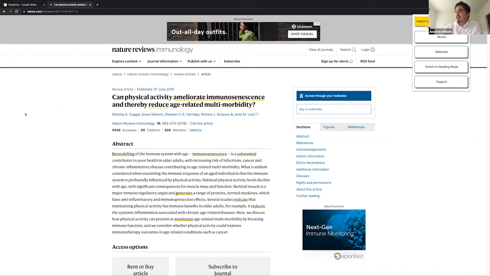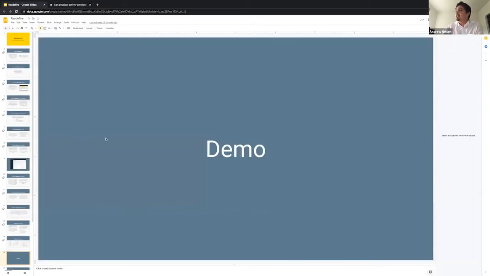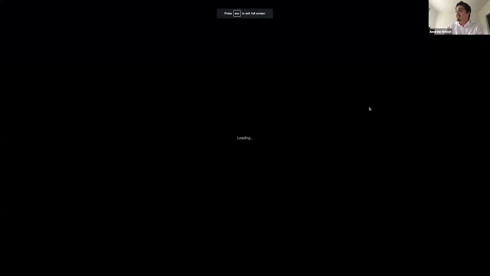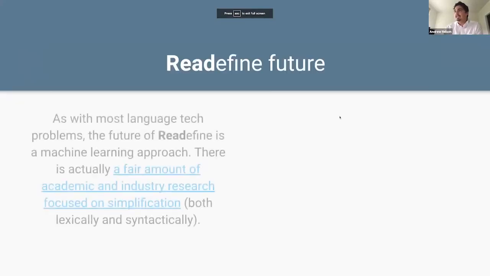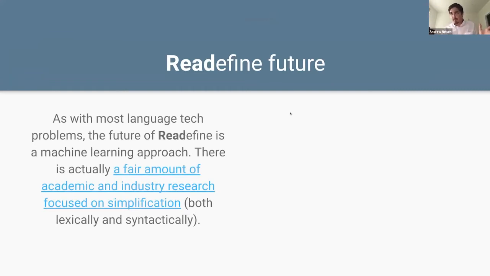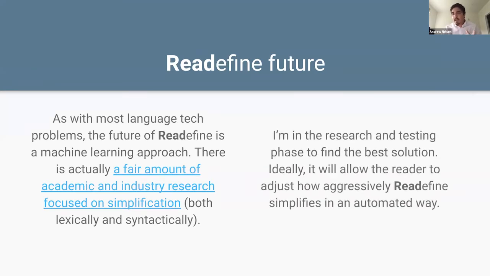Still working on it. I think I work on it maybe 10 hours a week still. But the future of Redefine is, as with most language tech problems, a machine learning problem. There's actually a fair amount of research, both in academia and in industry, for lexical simplification and syntactic simplification. I'm currently working on figuring out what's the best solution here. Ideally, it will allow the reader to adjust how aggressively Redefine simplifies in the automated way.